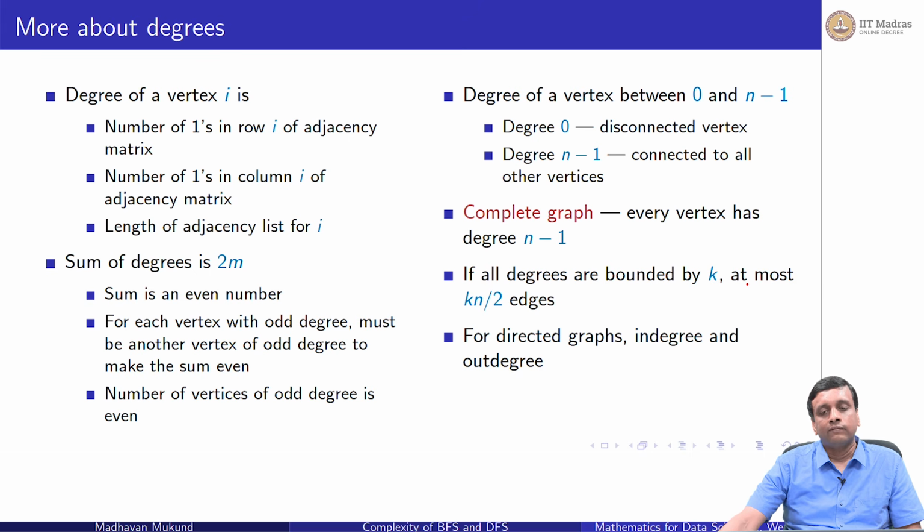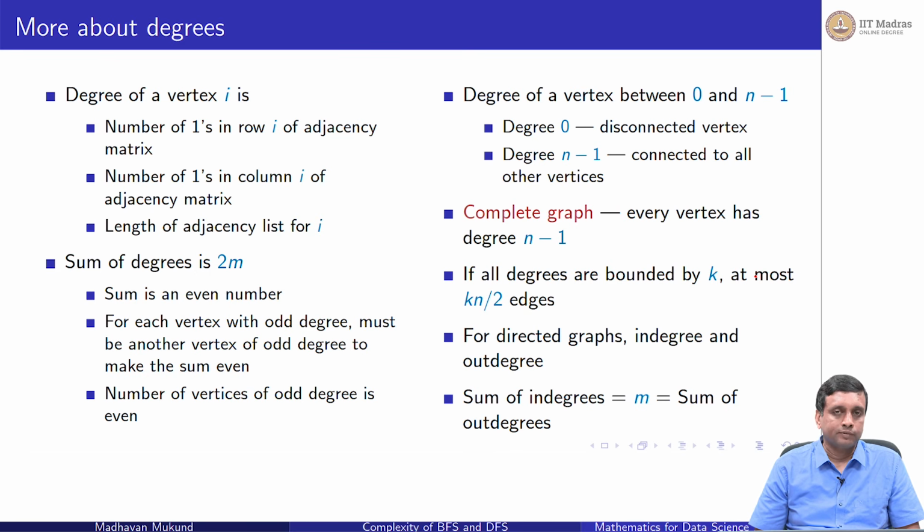And finally, if you have directed graphs, we said that it's no longer enough to talk about degree, because there are edges coming in and there are edges going out which are quite independent of each other. So we must talk about the in degree and the out degree. In this case, because each edge contributes to one in degree and one out degree, the sum of the in degrees is the number of edges, and the sum of the out degrees is also the number of edges. So together the in degrees plus the out degrees is 2m, but they get partitioned into two quantities which add up to m each.